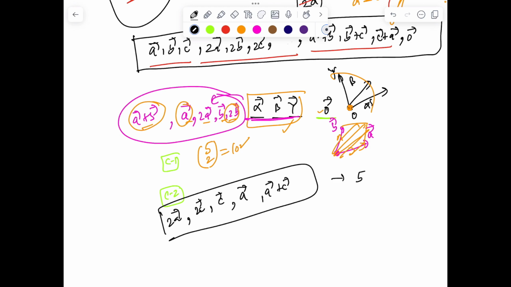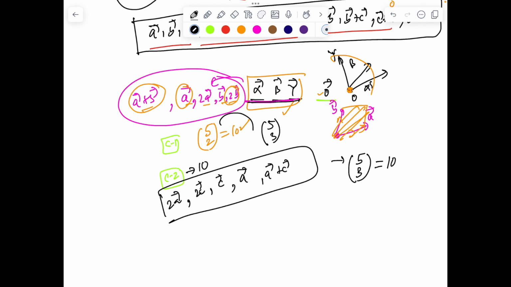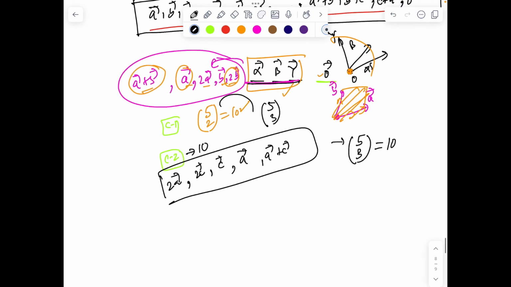So in this case also the number of coplanar vectors that will be formed is 5C2. In fact we have to select 3 of them, so it's 5C3, but 5C3 is the same as 5C2, so it doesn't matter. So it's again 5C3, which is the same as 5C2, or 10. So case 2 will give 10 vectors.